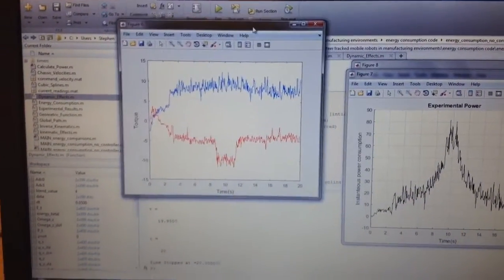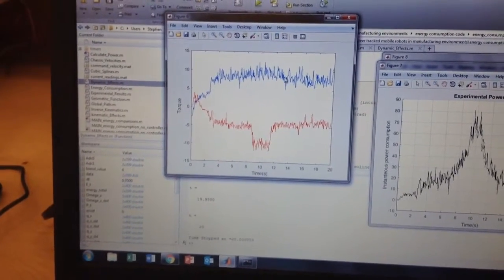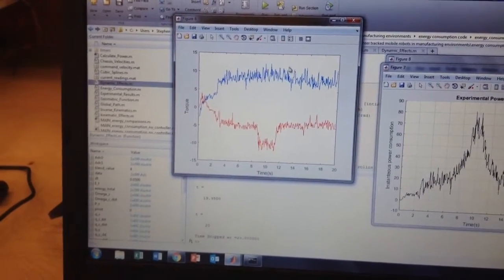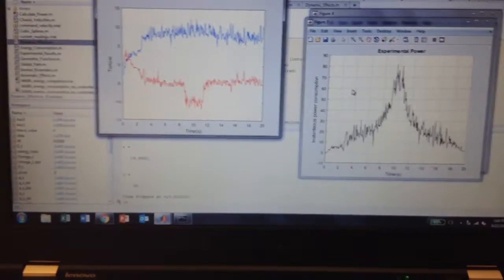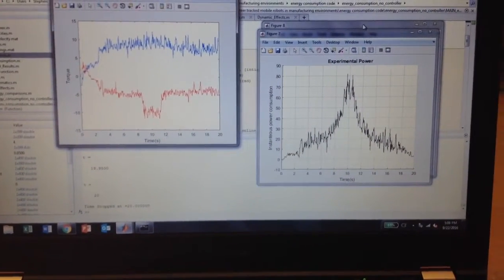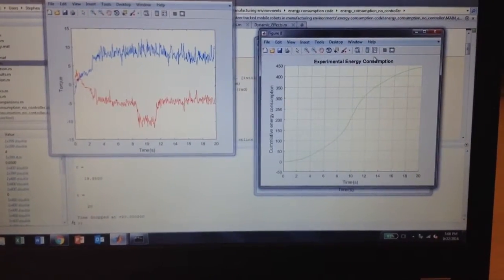right here. This is my torque data, red being right, blue being left. Here is my power consumption over the motion, and then this is the energy consumption.